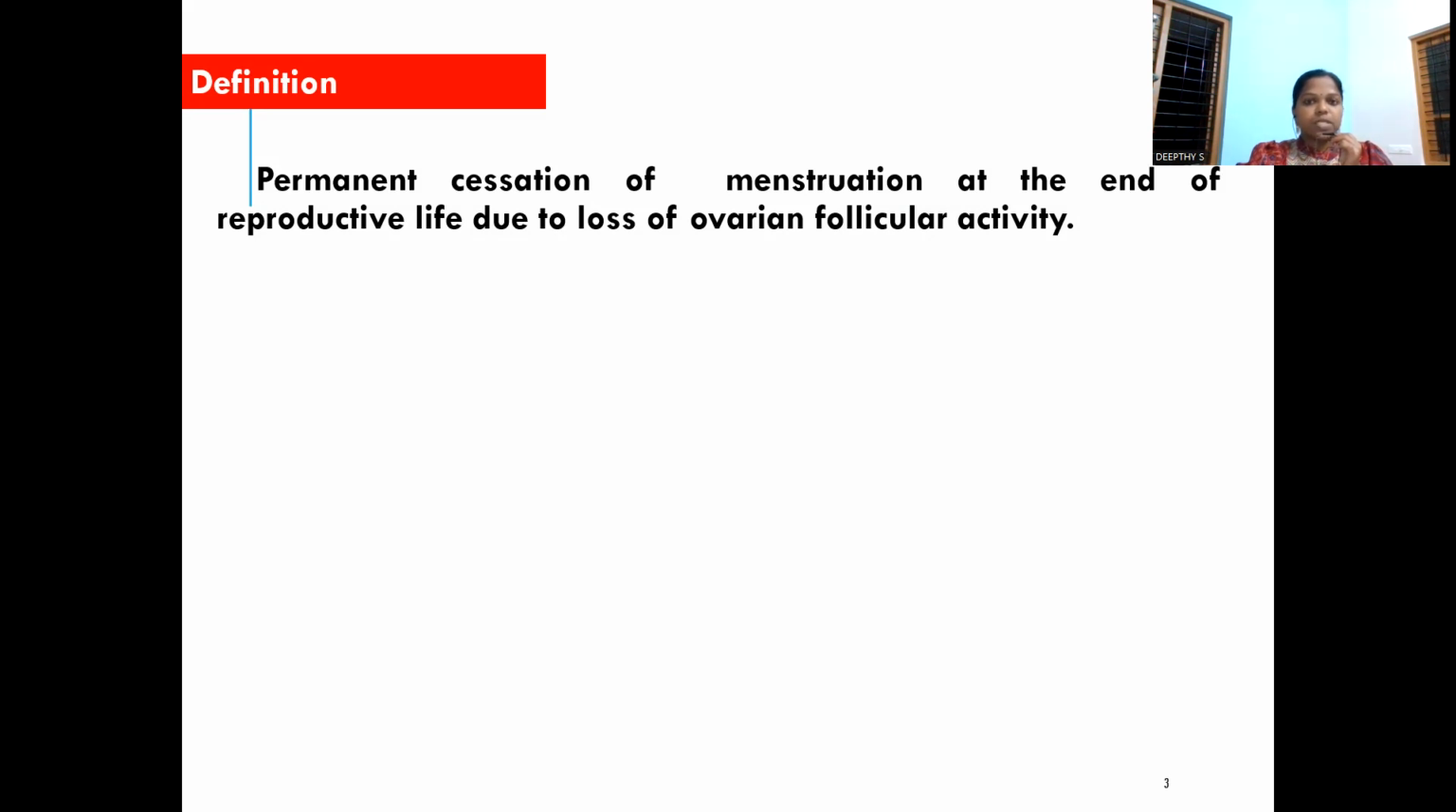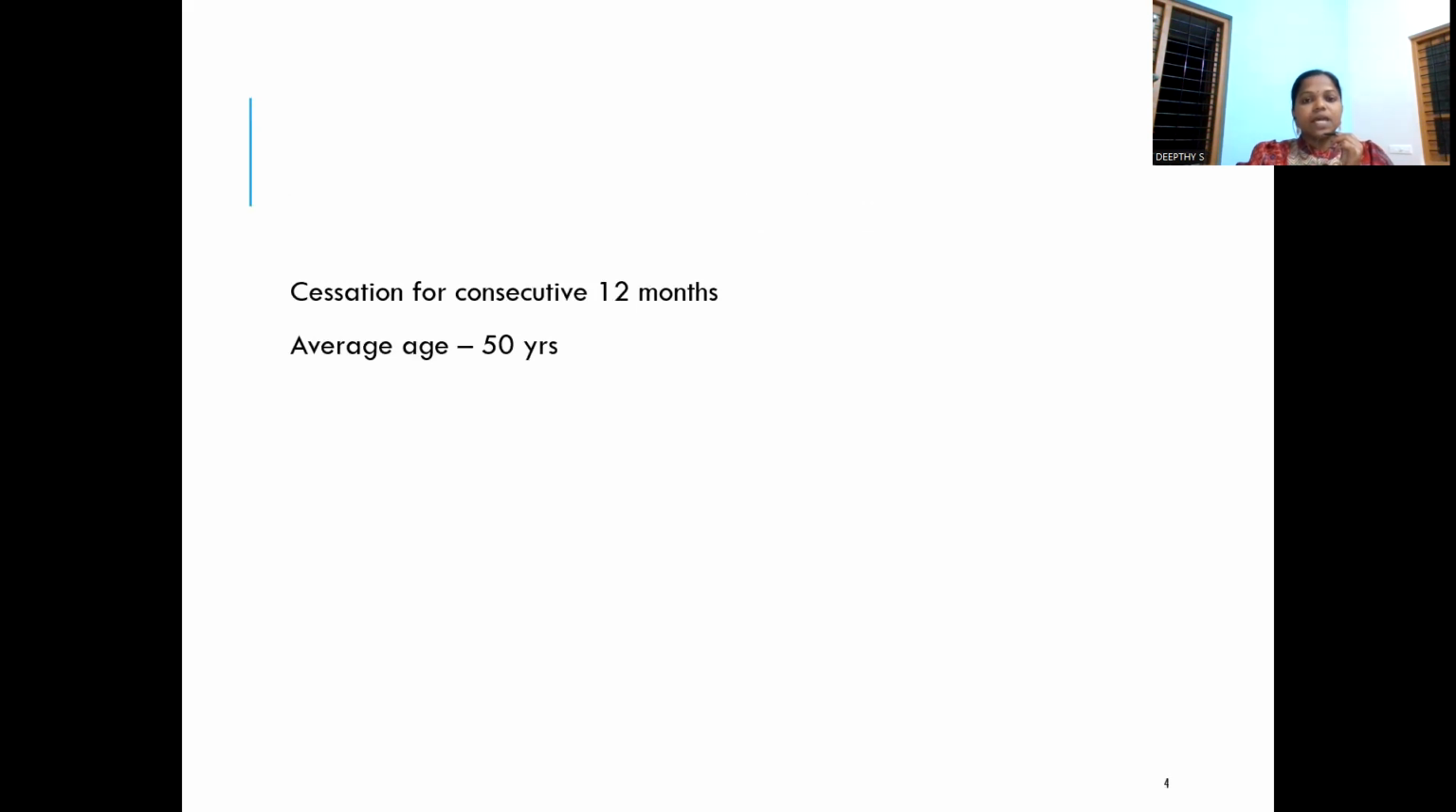So towards menopause, there are resistant ovarian follicles. The follicles do not respond to the hormones from the pituitary gland. So there is loss of ovarian follicular activity. As a result, there is no menstruation. Clinically, the menopause can be diagnosed only when there is absence of menstruation for 12 consecutive months. Then only we can diagnose a lady as a case of menopause.